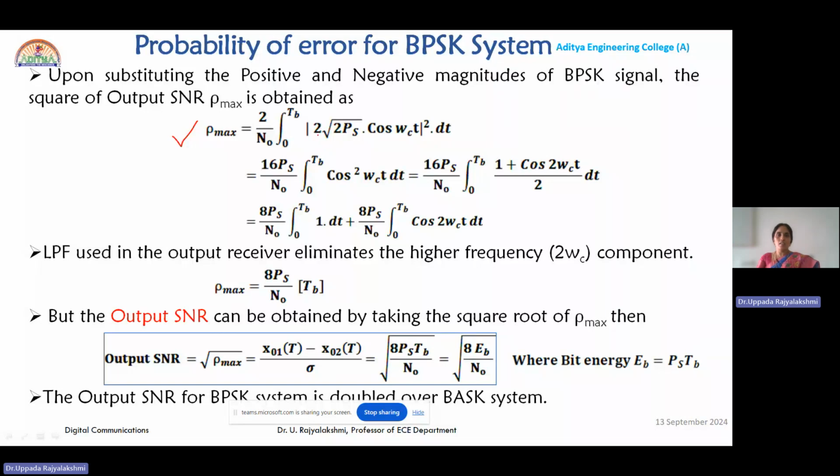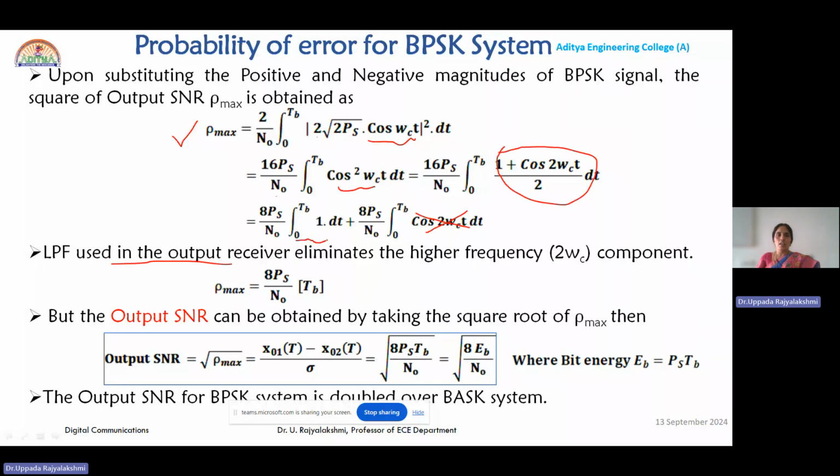Please see here, let us go through the simplification. So 2 into root 2 Ps whole square, that will be 8 Ps, 8 Ps into 2, so 16 Ps by N naught integral 0 to Tb cos square omega ct, where cos square omega ct can be written as 1 plus cos 2 omega ct whole divided by 2. Here you have two terms, and once they are allowed into the low pass filter in the output receiver, the low pass filter does not allow the high frequency component. This is the second harmonic of the carrier. So rho max will be only 8 Ps by N naught integral 0 to Tb 1 into dt.